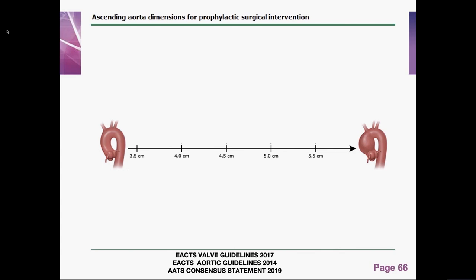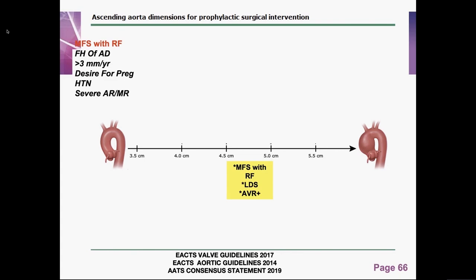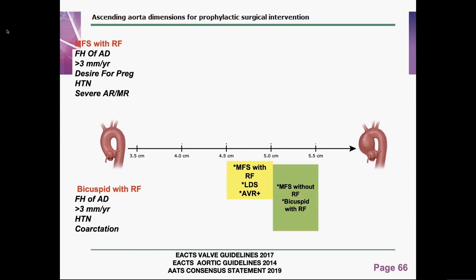The thresholds for intervention on the proximal part of the aorta depend on the situation. In patients with Marfan syndrome with risk factors such as family history of aortic dissection or increased rate of growth or pregnancy, uncontrolled hypertension, the indication for surgery is 4.5 centimeter aortic dimension. Same goes for patients who are undergoing concomitant aortic valve surgery.